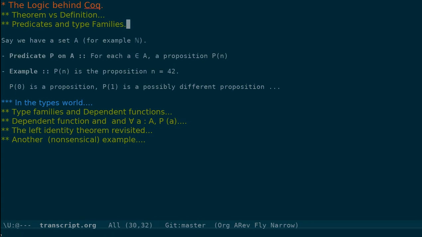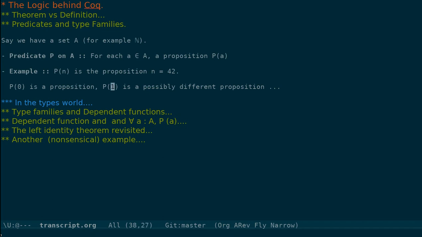Statements about mathematics or the real world are in general predicates. What do we mean by that? Let's take an example. Say we fix a set A, say for example the set of natural numbers. A predicate P on A is something which assigns a proposition P a for each element a of A. So for every element a in the set, you have a proposition P a. Let's take an example. Let's say P n is the proposition n equal to 42. Now the truth of this proposition depends on what value of n you put in. P 0, for example, is the proposition 0 equal to 42.